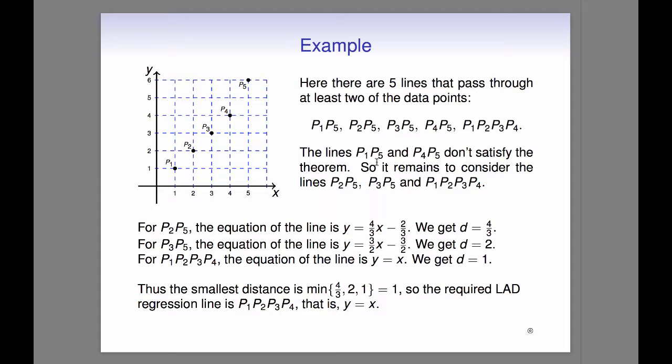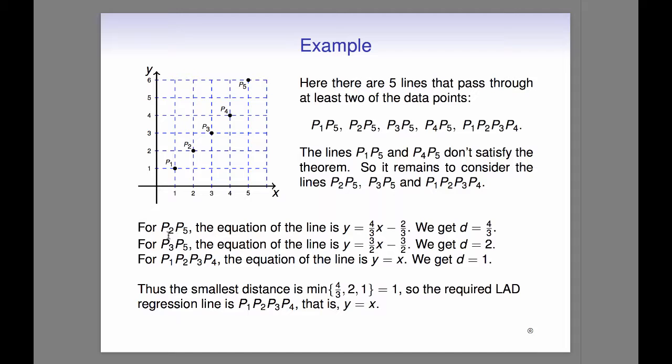Now, P1, P5 and P4, P5 don't satisfy the theorem. For instance, if you look at the line through P1 and P5, then the points which are on or above it are just P1 and P5. So there's only 2 of those, and that's not half of 5. So that's not more than half of 5. So P1, P5 can be excluded, and P4, P5, it's this line here, can be excluded by the same reasoning. And so there's just 3 lines to consider.